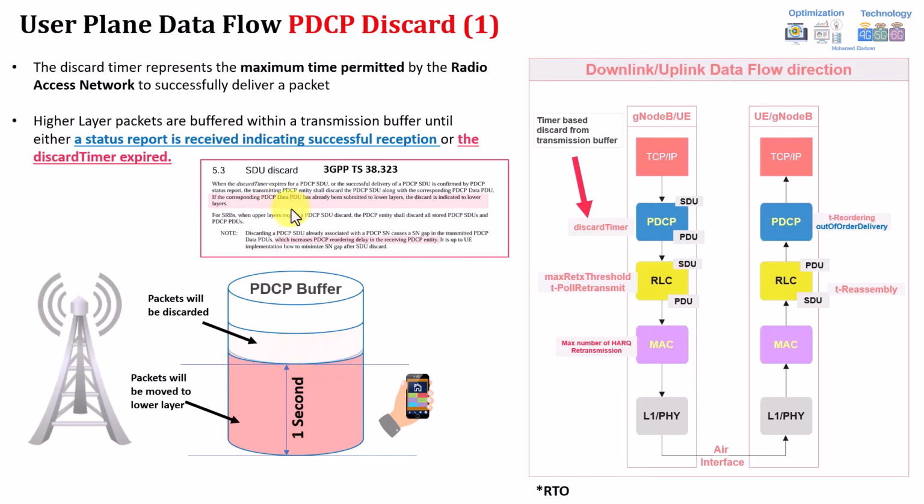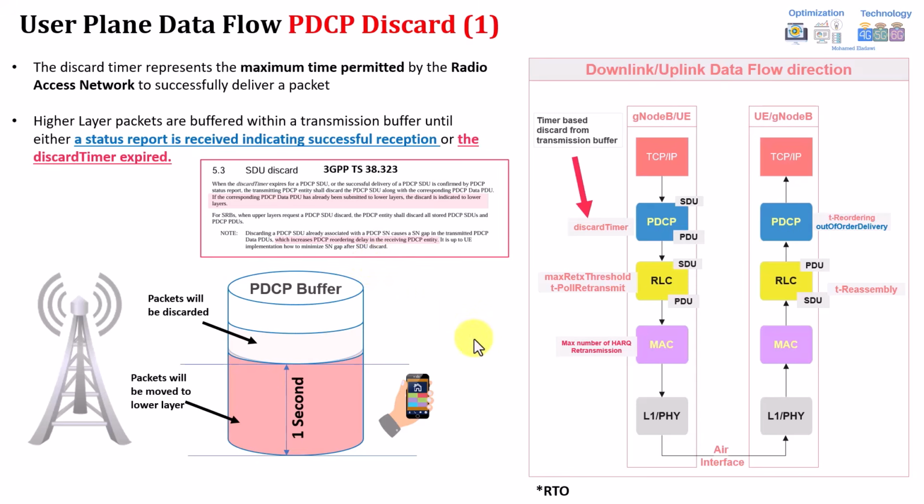And sometimes, as mentioned by 3GPP, if you read the description here, when the discard timer expires for the PDCP SDU or the successful delivery, these two things can discard the packet. Whether the discard timer expired for the PDCP or the successful delivery was done. If the successful delivery is done, the packet will be discarded from PDCP. It's not needed anymore in the buffer because it's already passed to the receiver side. But if it's unsuccessfully delivered and crossed the timer, then it will be completely discarded.